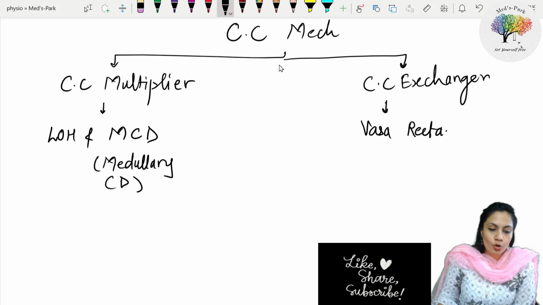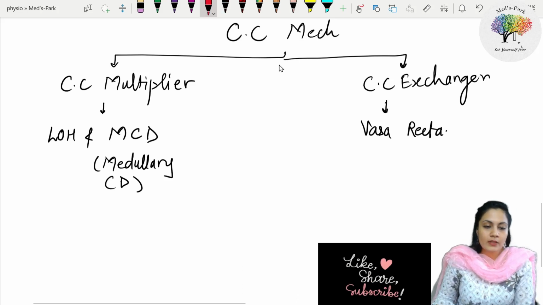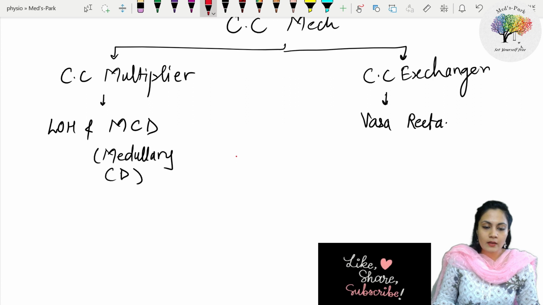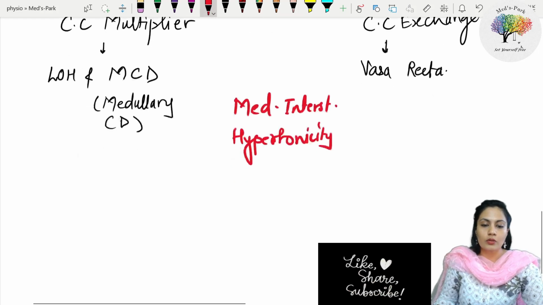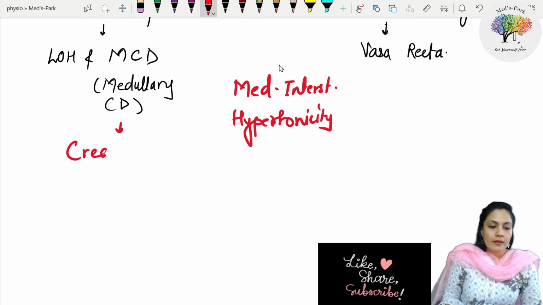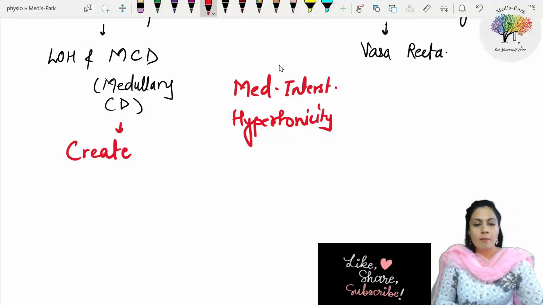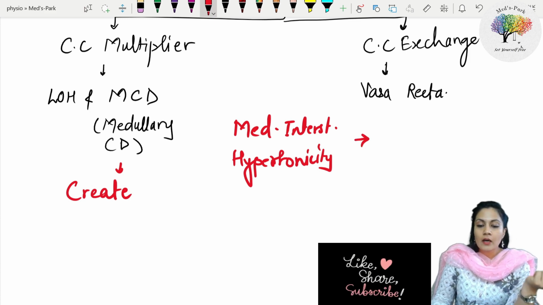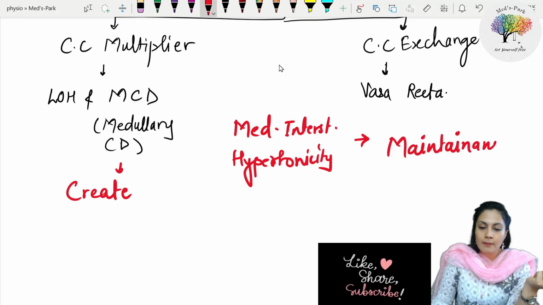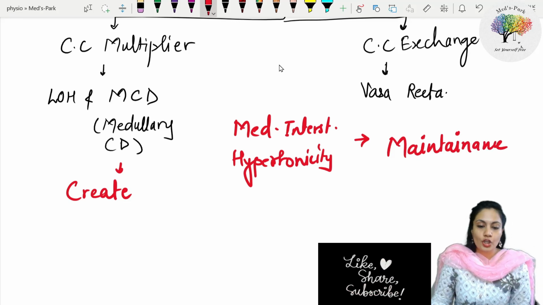Now what is their role? What was the aim of this counter current mechanism? To create the medullary interstitium hypertonicity. Now, just creation is not sufficient. We have to maintain it throughout. So, who is going to create it? The creation is done by this multiplier. It is going to multiply it by 4 times. And the maintenance of the hypertonicity is done by this counter current exchanger.